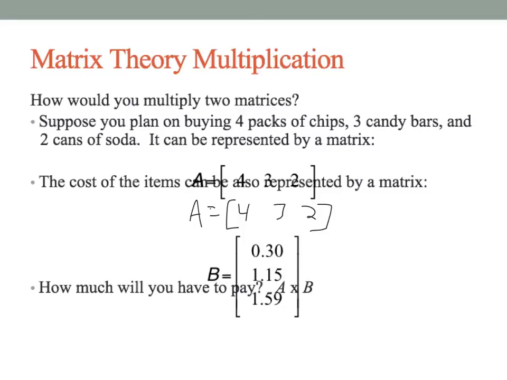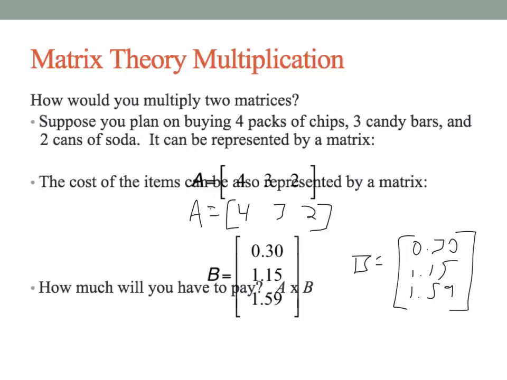And, alright, the costs of the items can also be represented by a matrix, so let's see. You can see that one clear. I'm just going to rewrite it just in case, though. So 0.30, 1.15, and 1.59. And notice that the matrices are oriented differently. A is a row matrix and B is a column matrix. And we're going to talk about the rules for multiplying in just a minute here.